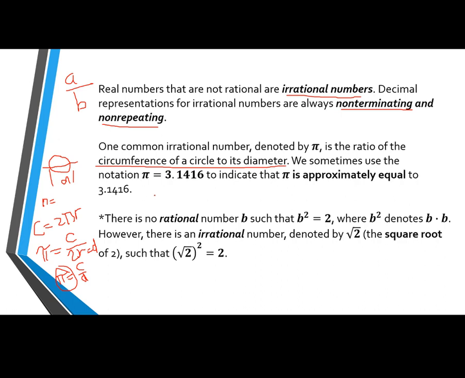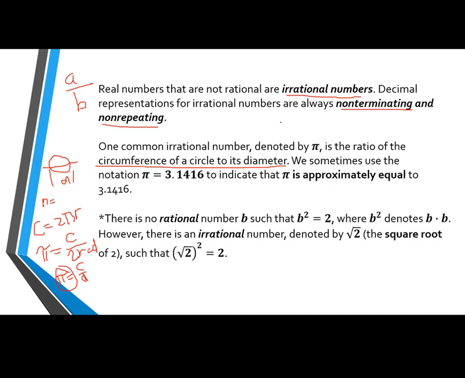So b squared denotes b times b. However, there is no irrational number denoted by square root of 2 such that square root of 2 squared is equal to 2. So there is no rational number b such that b squared is equal to 2.